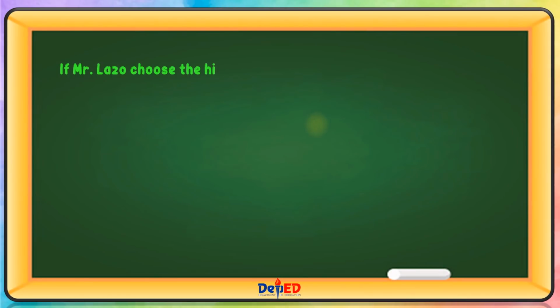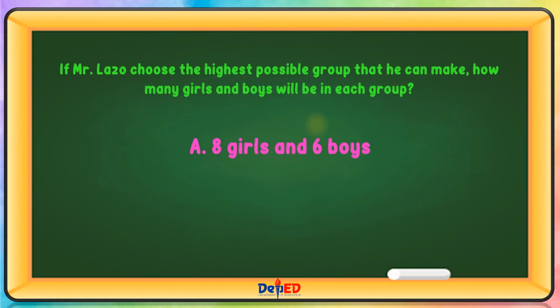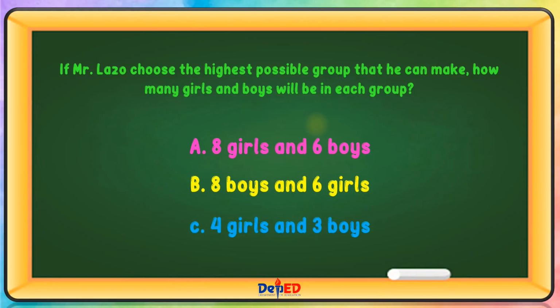If Mr. Lasso chooses the highest possible number of groups that he can make, how many girls and boys will be in each group? A. 8 girls and 6 boys. B. 8 boys and 6 girls. C. 4 girls and 3 boys. Or D. 4 boys and 3 girls. The answer is D.